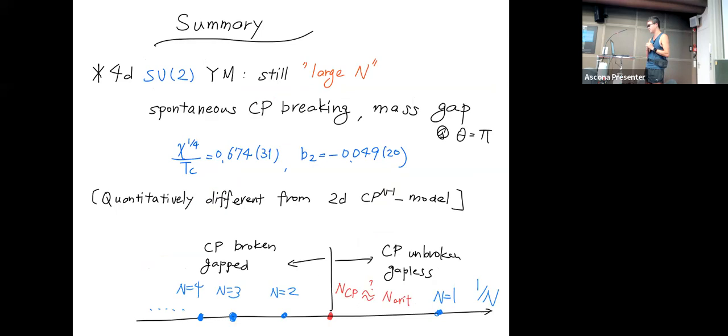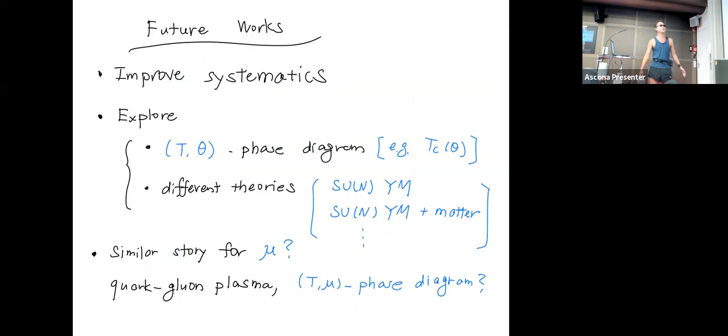And this is very different from the CP^N model, where CP^1 is gapless, for example. So that shows the quantitative difference between 4D and 2D. Finally, there are questions. Maybe further you can increase systematics, so you can try other theories and explore the phase diagrams. And the final tempting thing is to try the case with a finite chemical potential to explore the phase diagram. Thank you.